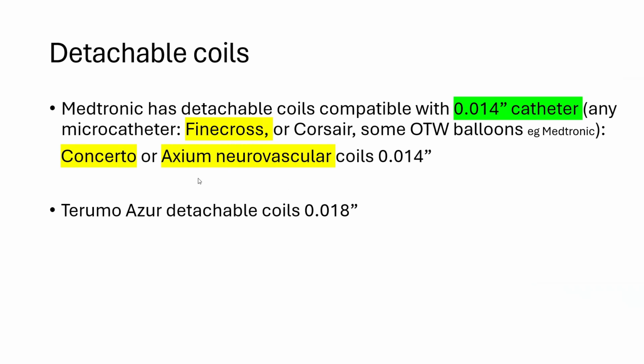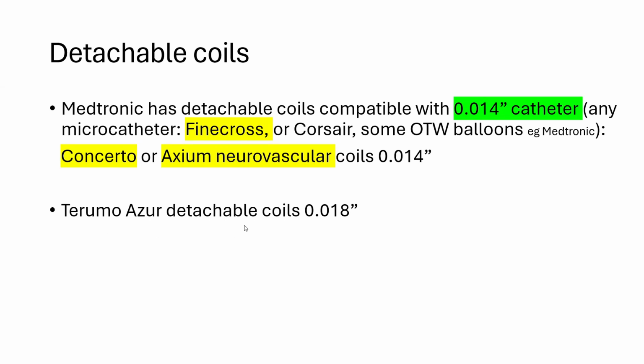They are the Axiom neurovascular Medtronic coils, or also the Concerto peripheral vascular Medtronic coils. Those fit into 0.14-inch catheters, typically Fine Cross or Corsair, or some over-the-wire balloons, not all over-the-wire balloons. Probably they fit into the Medtronic over-the-wire balloons, but may not fit into other over-the-wire balloons. So those are the better ones because they fit into 0.14-inch catheters.